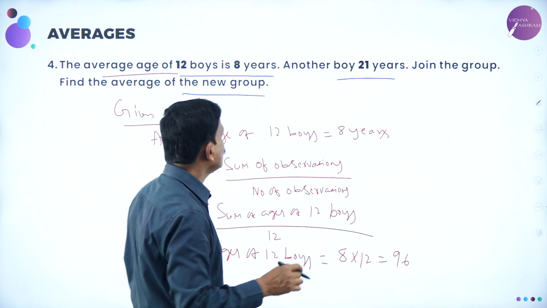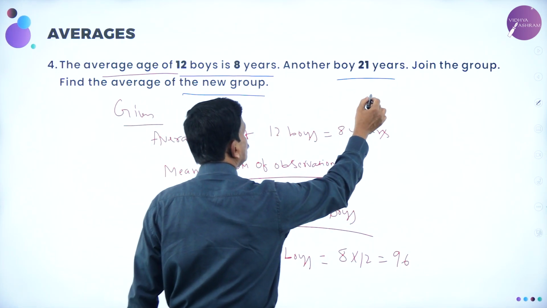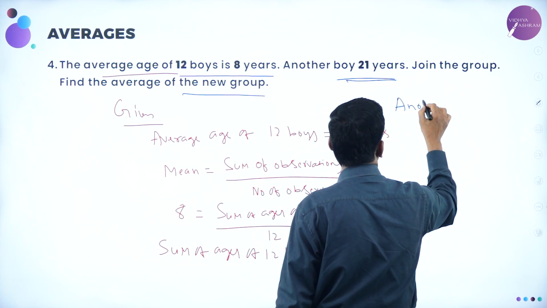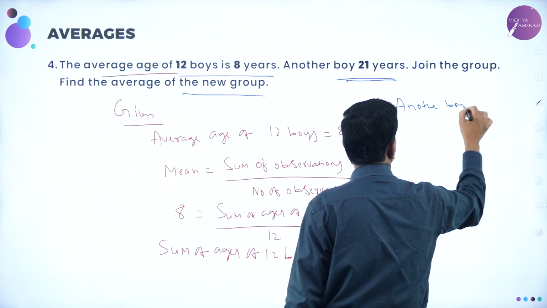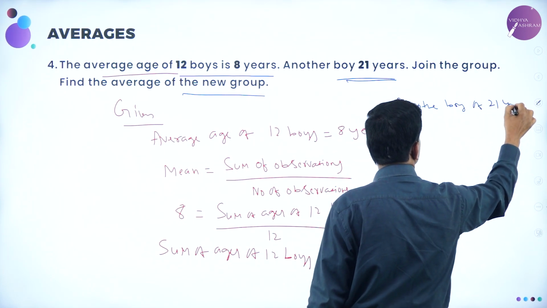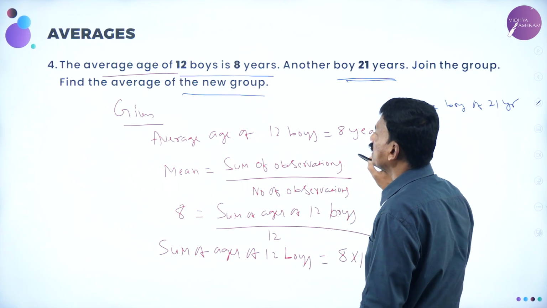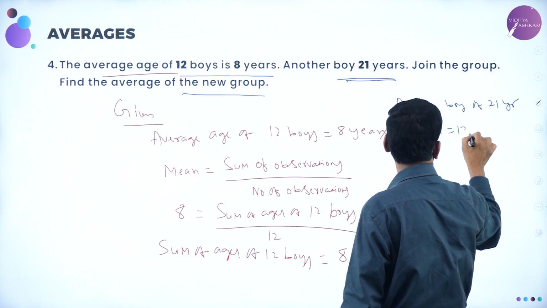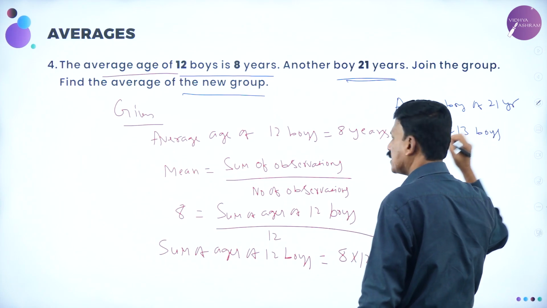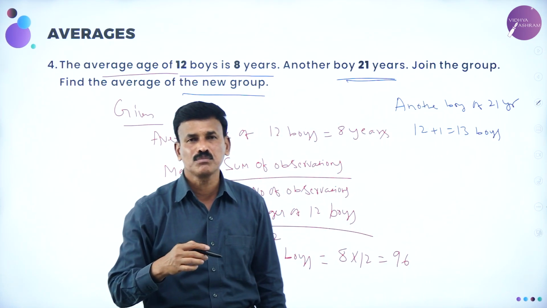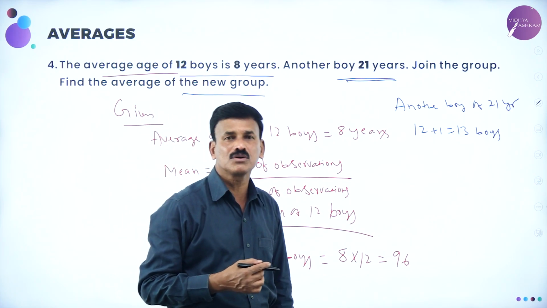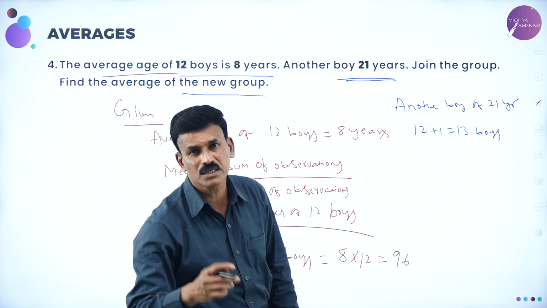Now next condition, what is given? Another boy of 21 years joins the group. With the new boy, the number of boys will be 12 plus 1, which is equal to 13 boys. So the number of boys in the group is 13, right?